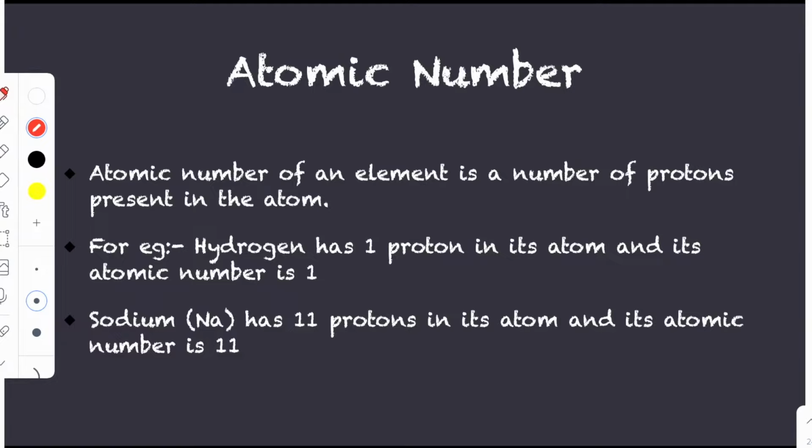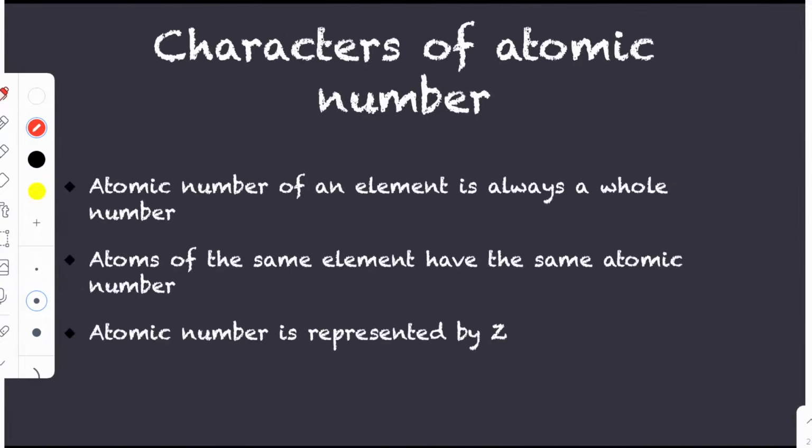Electrons were not considered because the mass of the electrons was negligible. We have studied in our previous class that protons were very heavy and hence they added to the mass of an atom. So the number of protons in an atom constitutes the atomic number. Hope this is clear. Now let's move on to the next slide.